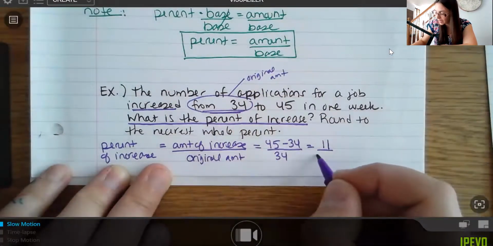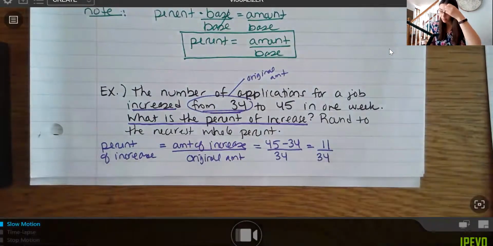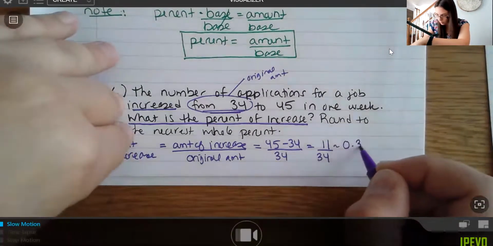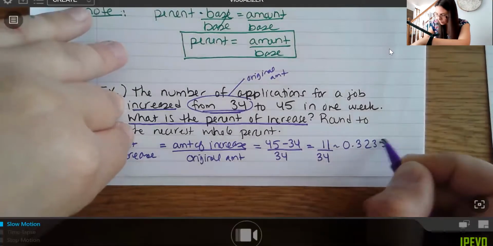So I'm going to actually look at 11 divided by 34 here. And again, I'm just going to go ahead and use my calculator in this case because it does want us to round. So I get about 0.3235294.